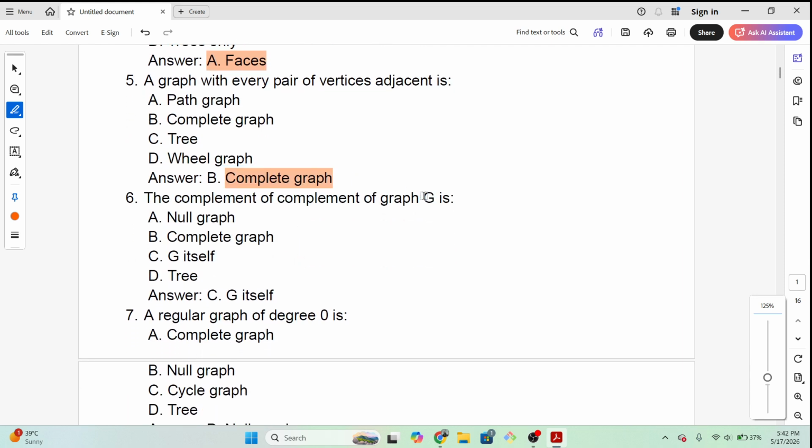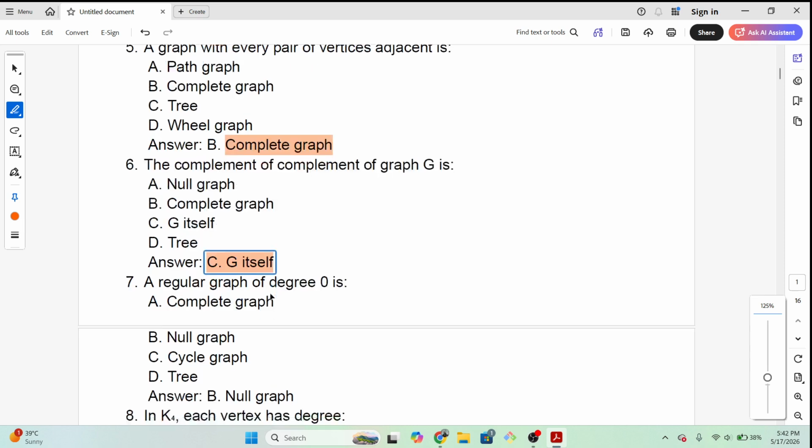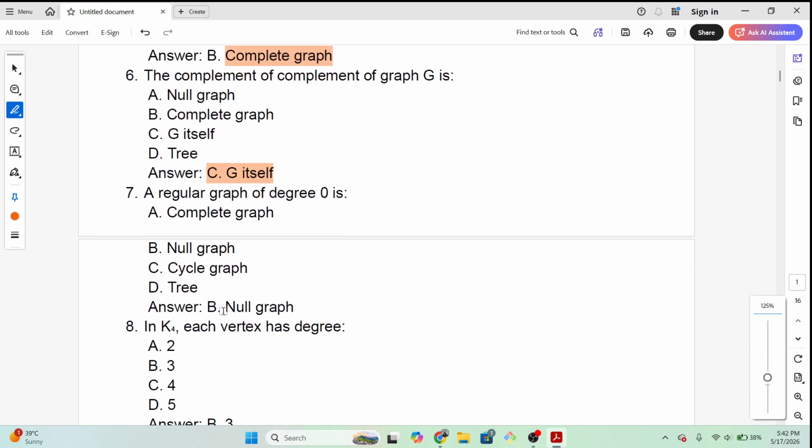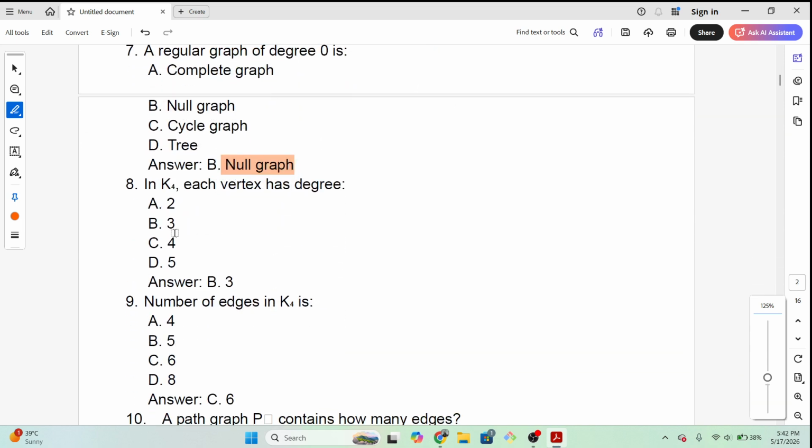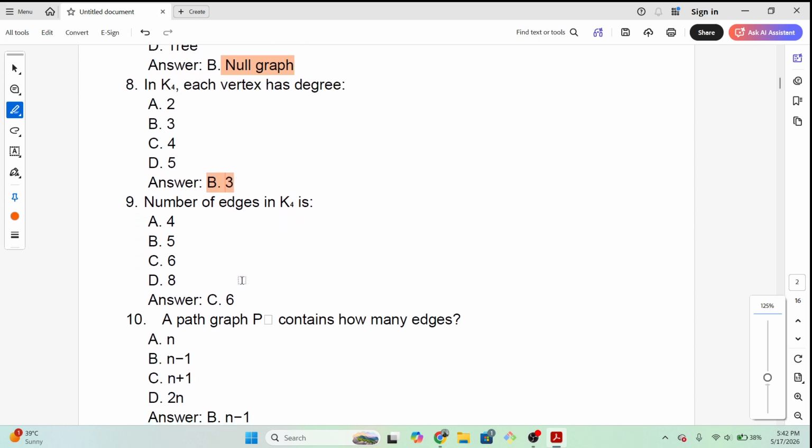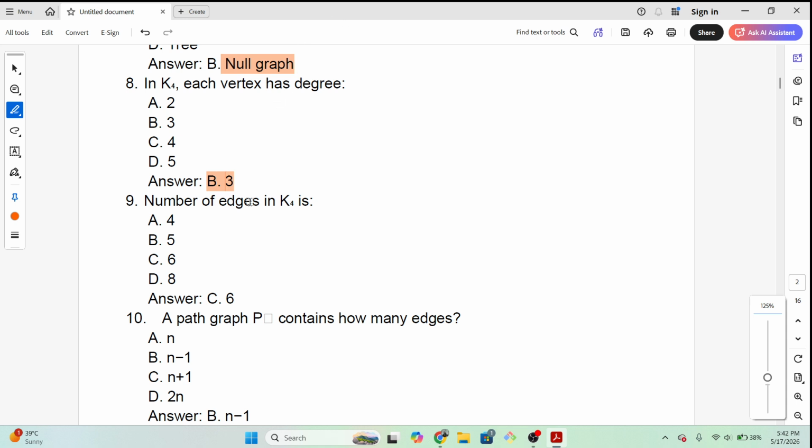The complement of a complement graph is the graph itself. The regular graph of degree 0 is called a null graph. In K4, each vertex has degree 3. We have four vertices, and each has degree 3. Okay, the number of edges in K4 will be 6.